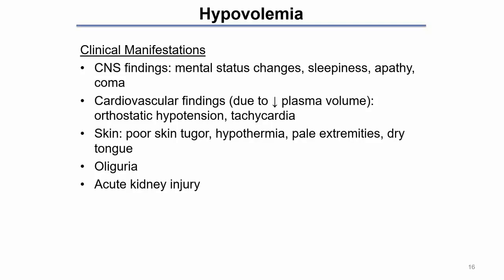For the skin, you have poor skin turgor, hypothermia because of reduced vascularity of the skin, pale extremities for the same reason, dry mucous membranes, dry tongue, and so forth, right? These are only evident in cases of severe hypovolemia, so it's rather difficult to gauge hypovolemia based upon those clinical manifestations early on. Oliguria will definitely result, again, in moderate to severe cases of hypovolemia, so urine output needs to be measured, and if hypovolemia is not corrected, acute kidney injury can also result.